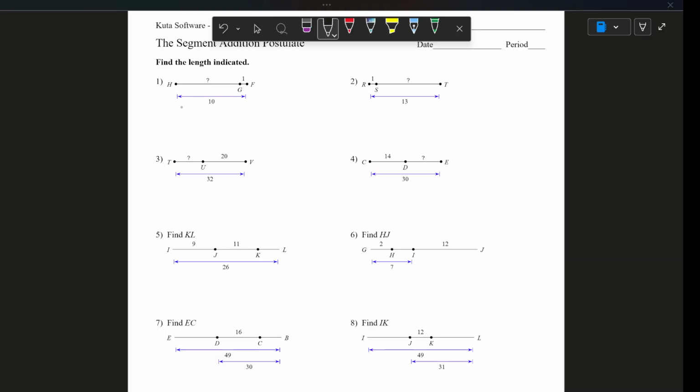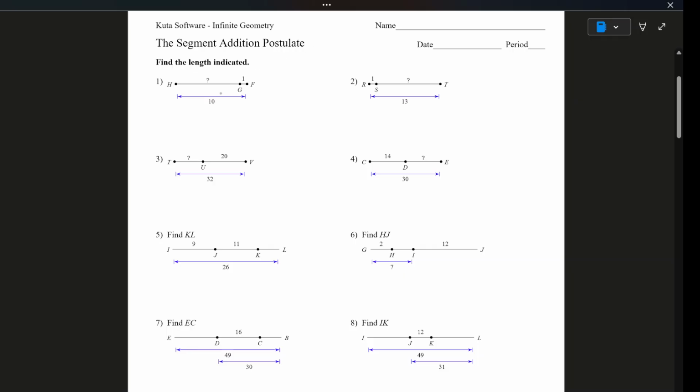Today we're gonna be doing the segment addition postulate. So all we're gonna do is find the length indicated. Basically, for this problem, we're gonna find whatever this question mark is, and a way to figure that out is first let's do a quick example real quick.